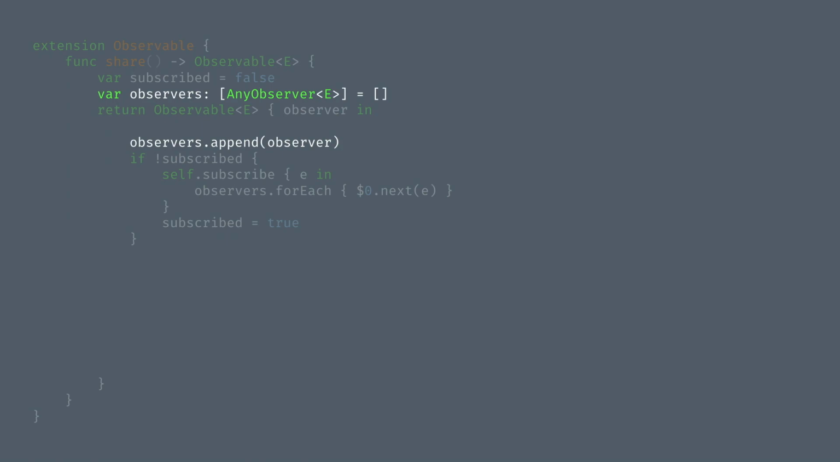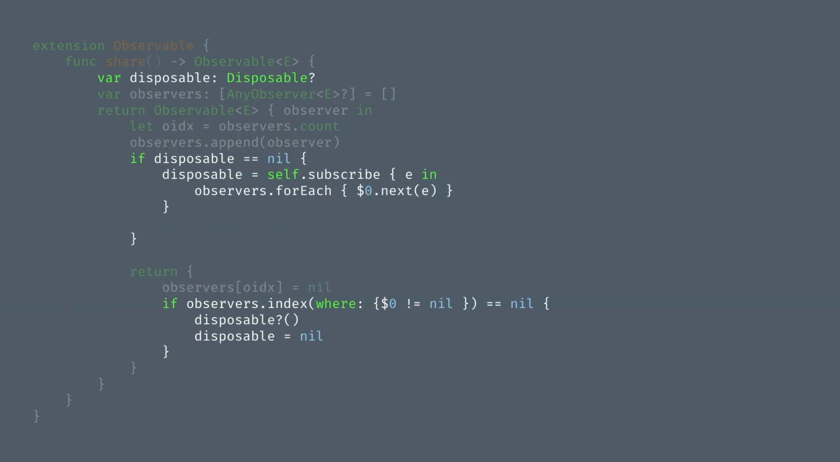So what we're going to do, we're going to return this disposable. So whenever the observer, we keep track of the index where the observer is stored in the array of observers, and we nil it. And whenever it's the last one, we will also dispose of the original subscription that could, for example, be to a network request. So now we know how to stop observing.